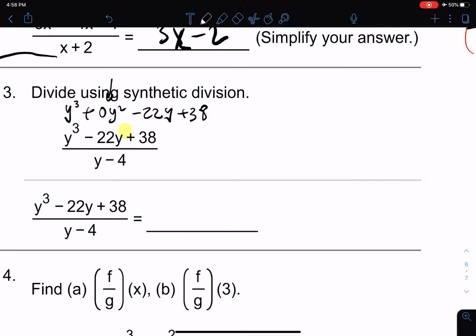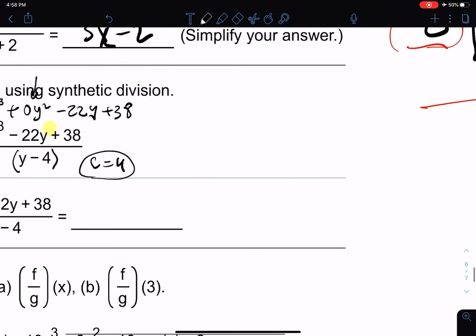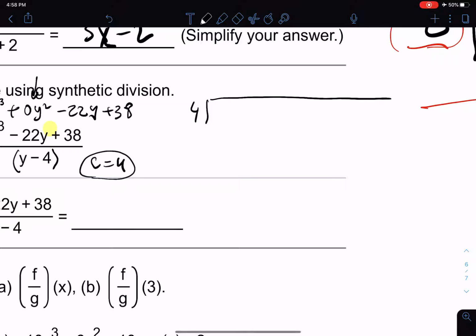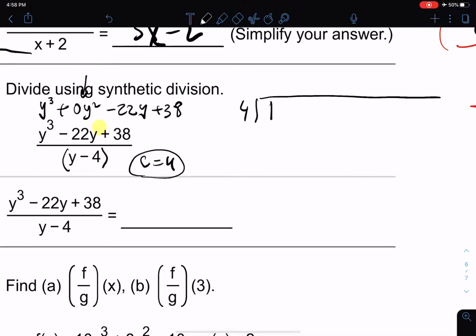The other thing we need to know is this is our binomial, and therefore its c value is going to be positive 4. So we got to remember that. So let's see if we can fit it all in here. So we got a 4. And our coefficients are going to be 1, 0, negative 22, and 38.